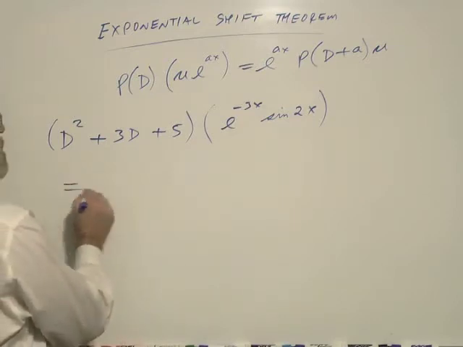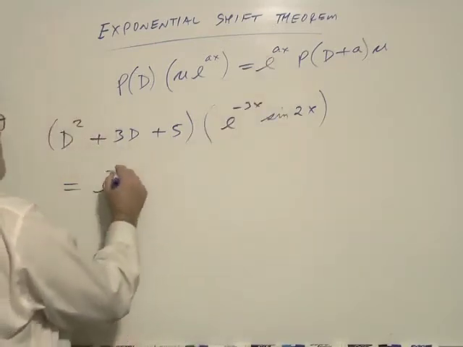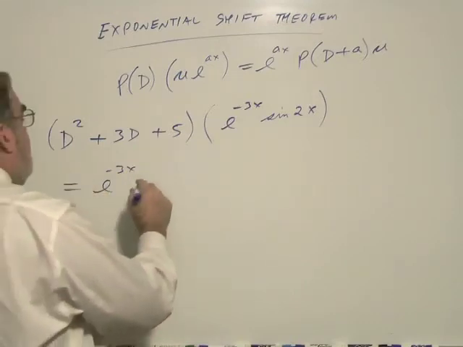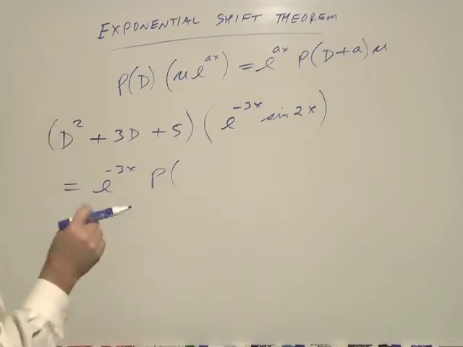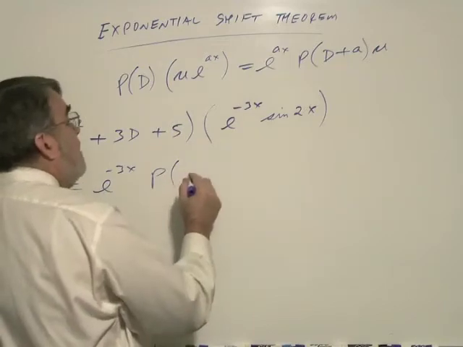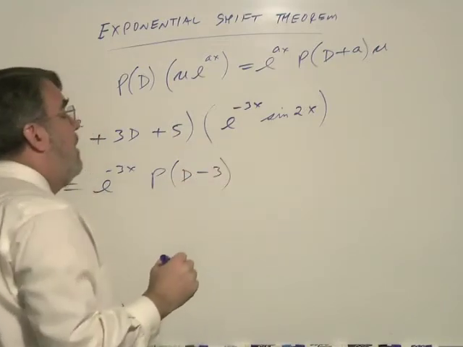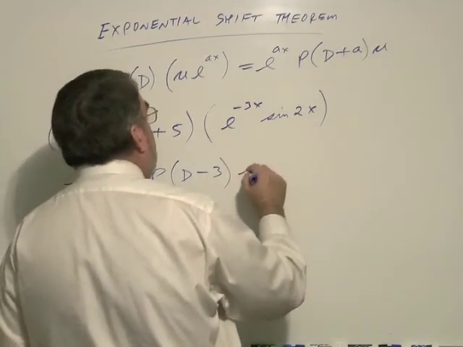This would be e to the negative 3x, factors out, and then we have the polynomial operator of D plus a. Now D plus a would be D minus 3 because a is negative 3. So it's D minus 3, operating on sine 2x.